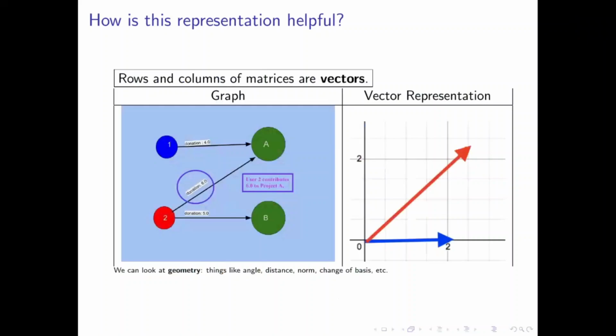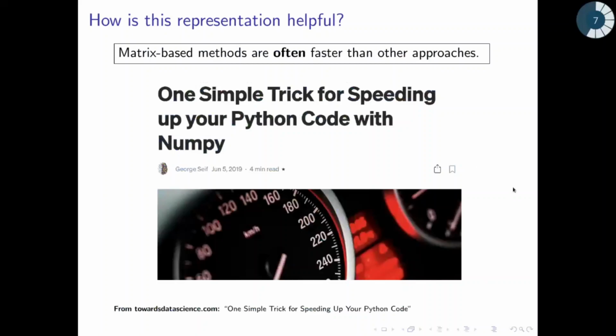So yeah, rows and columns of matrices are vectors. Basically we have different vectors to describe contributions to a grant. Sorry about the background noise construction. Yeah, so we can look at things like angle, distance, norm, change of basis, if you're familiar with vectors. Trying to zoom pretty quick here.